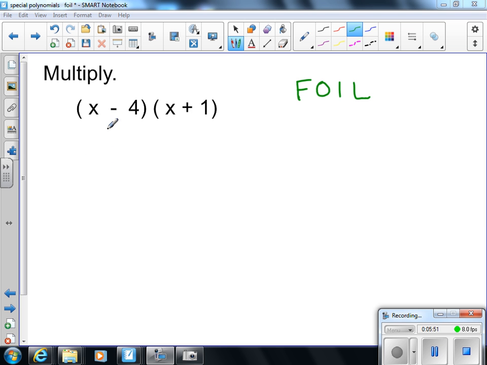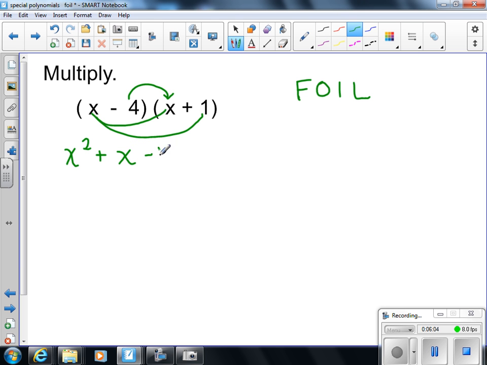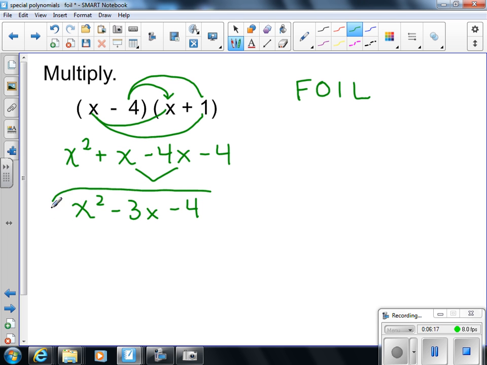Okay, great. Using FOIL, I do the first. X times x is x squared. X times 1 is 1x, or just an x. Negative 4 times x is negative 4x, and negative 4 times 1 is negative 4. I can combine the two x terms, and I'm left with x squared minus 3x minus 4. And that's the lowest that I can go. I've simplified it. Any questions?